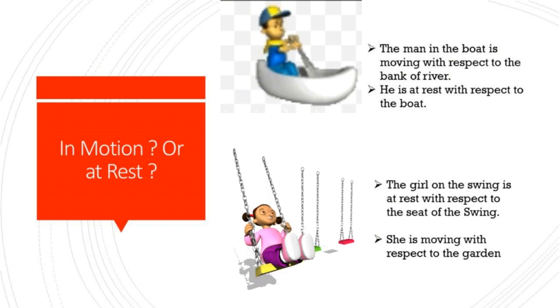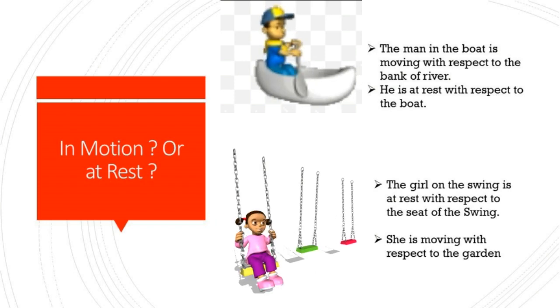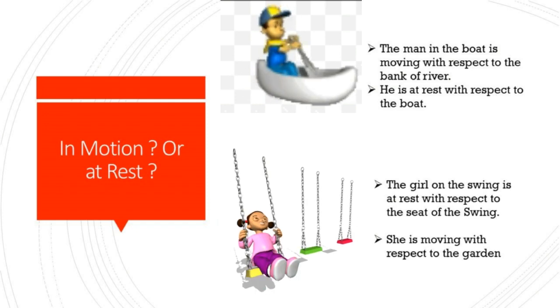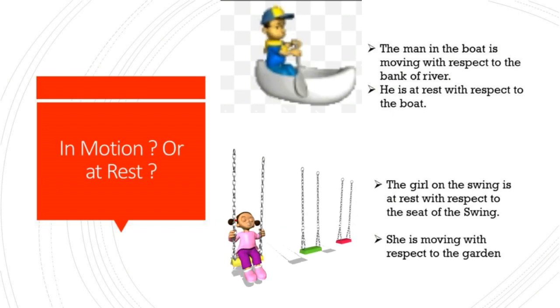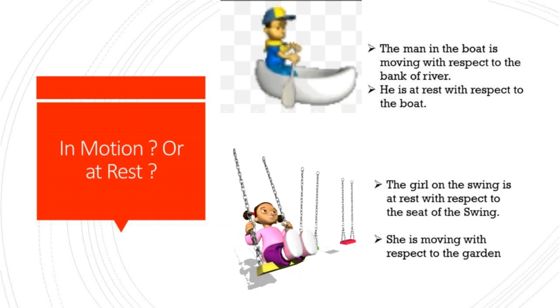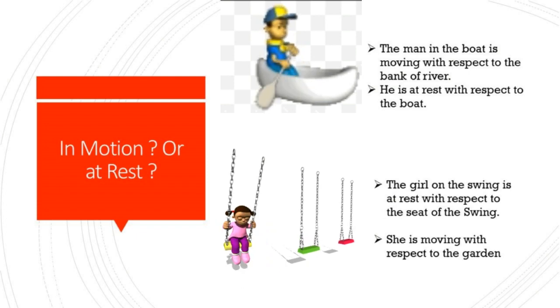The man in the boat is moving with respect to the bank of the river, but he is at rest with respect to the boat. Is it? Yes. Next, the girl on a swing. Is she moving or at rest? Yes, here also, the girl on the swing is at rest with respect to the seat of the swing, but she is moving with respect to the garden.